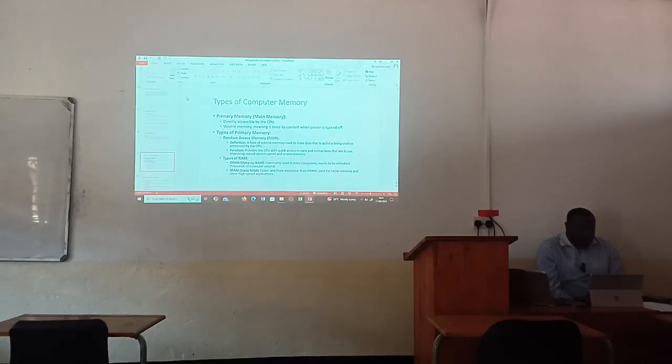Types of computer memory: we talked about primary memory or main memory, which is the RAM. This one is directly accessible by the CPU.